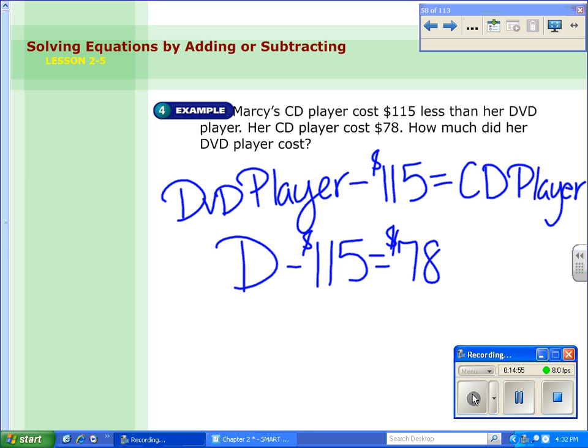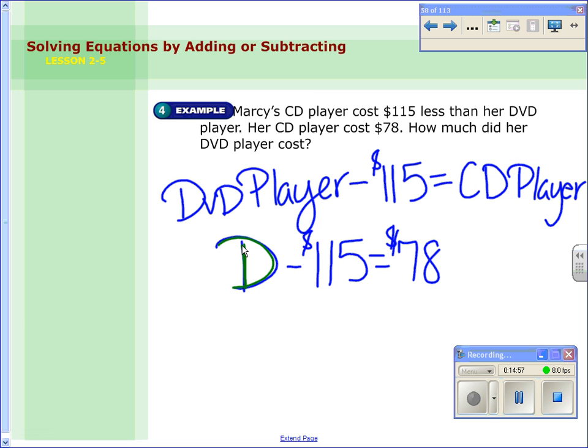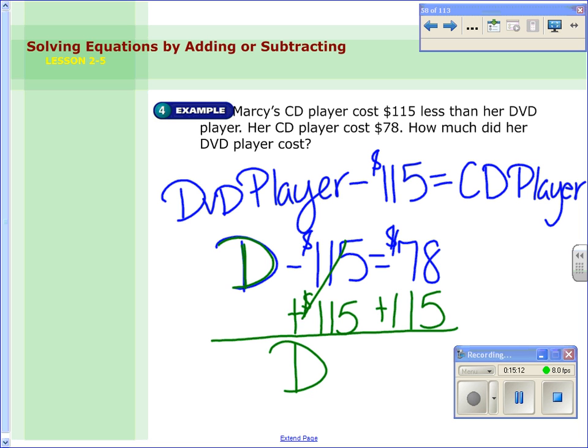So we need to solve for D, so that's the one we need to get alone. On the same side of that is minus $115. So the opposite of minusing $115 is adding it. So I add it to each side, and I'm left with D, and those cross out, is equal to $78 plus $115. Well, if I add those together, I get $193.